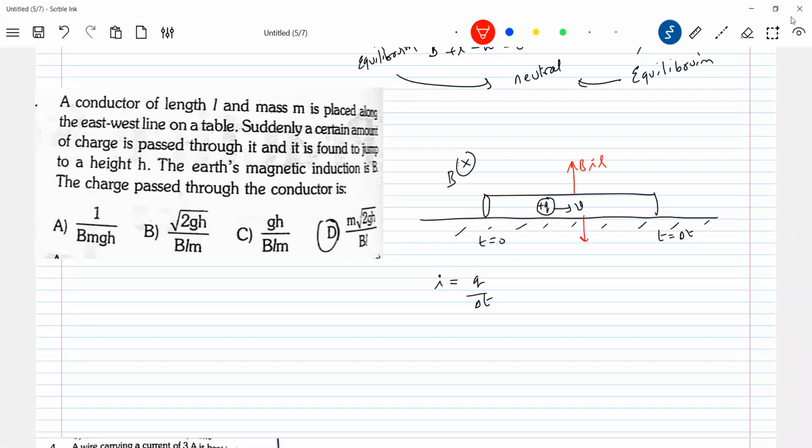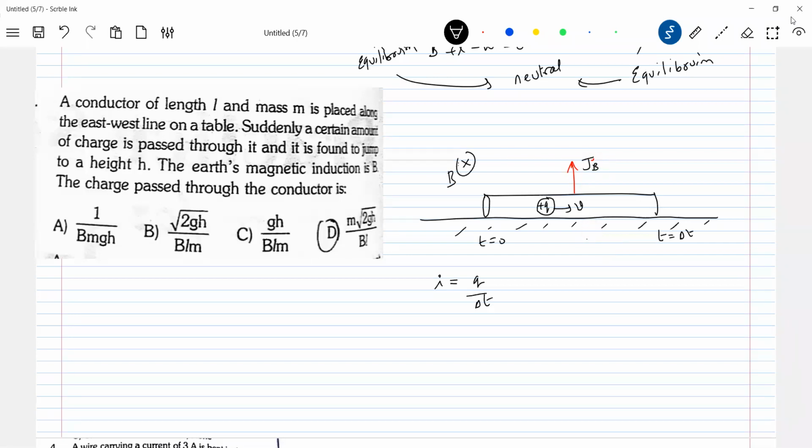And the weight, mg. And for what duration of time will this BIL force act? For a small duration of time. So shall I say some sort of impulse will act on it? Effectively, you have to take the rod, and an impulse will act here. So rather than BIL, let me just call it magnetic impulse.